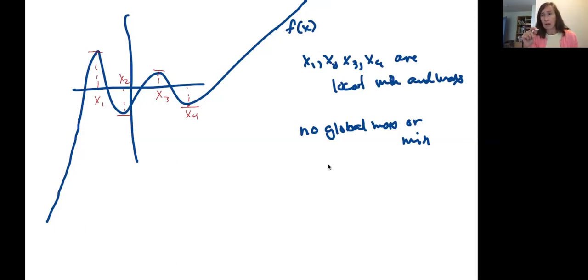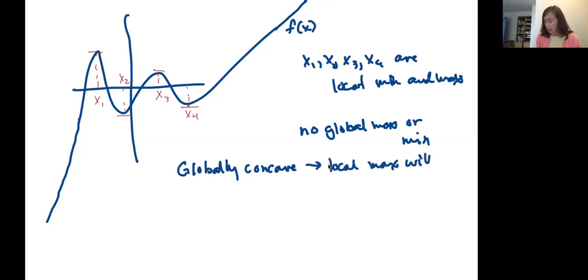Okay, if we have a function that is globally concave and it has a local maximum, that local maximum will be a global maximum. Okay, so let me just say that. A function that is globally concave, a local max will be a global max, but there won't necessarily be one if there is one.